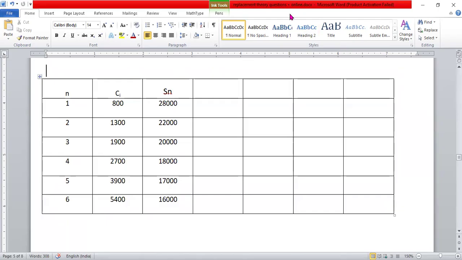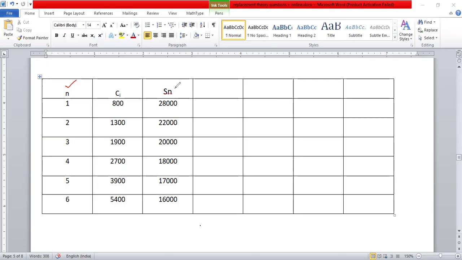The first column, obviously, is years. The second column, maintenance cost, denoted as Ci. The years are 1 to 6. The maintenance cost Ci should be 800, 1,300, 1,900, 2,700, 3,900, and 5,400.